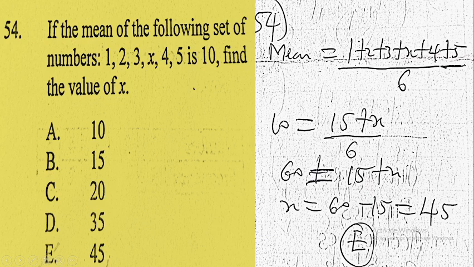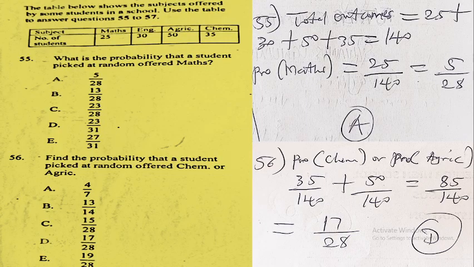So 1 plus 2 plus 3 plus 4 plus 5 gives us 15 plus x, divided by 6. Cross multiply: 10 times 6 gives us 60 equals 15 plus x. Collecting like terms, x will be equal to 60 minus 15, that will give us 45. It means that the value of our x there is 45, and option E is the correct option. Question number 55.